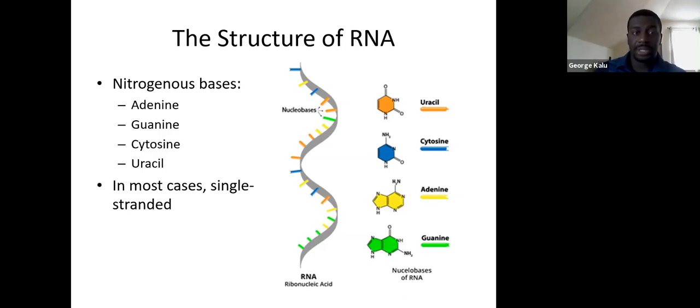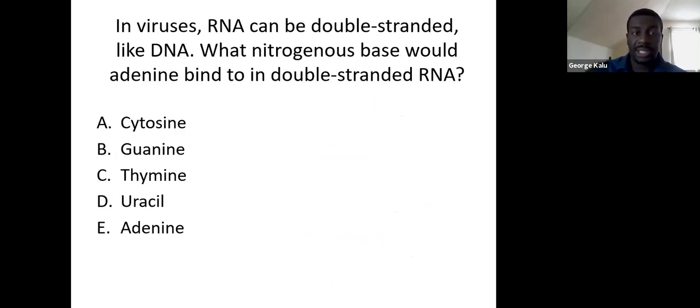As a question here, in viruses, RNA can be double-stranded, kind of like DNA. So based off of what we know, which nitrogenous base would adenine most likely bind to in double-stranded RNA? If we're looking at RNA, what do we think A's would be binding to? C's, G's, T's, U's, or A's? Cytosine, guanine, thymine, uracil, or adenine? What do we think?